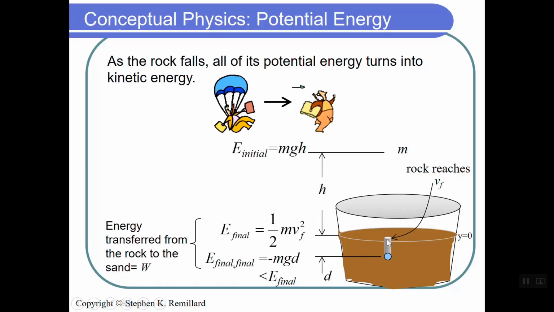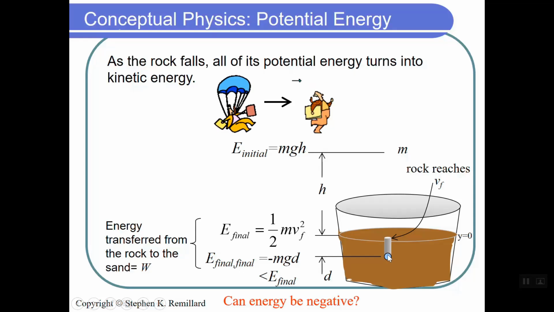When it goes down a distance d, it is a distance minus d away from the surface of the sand. And so down here, it goes back to having potential energy, negative potential energy. So if you are below the ground, you have negative potential energy. If you are in a hole, if you're down in a well, you have negative potential energy. M times little g times how deep down you are. And that's the final energy.